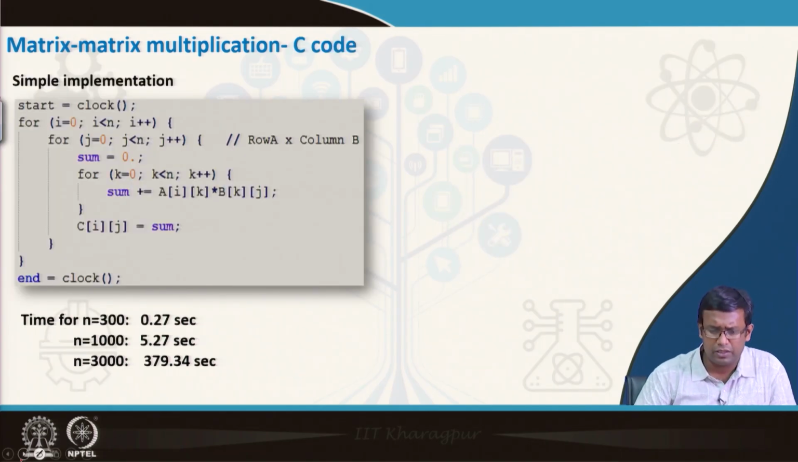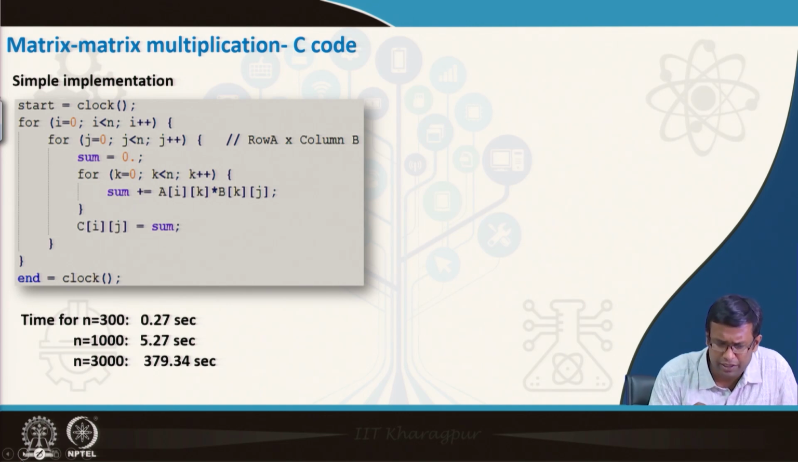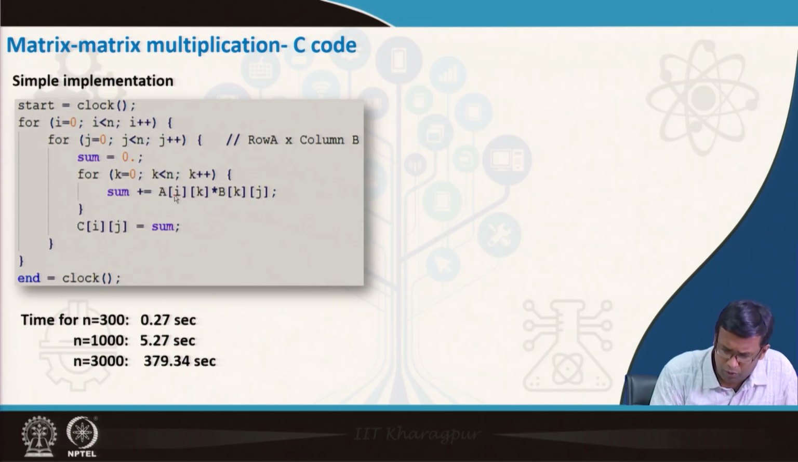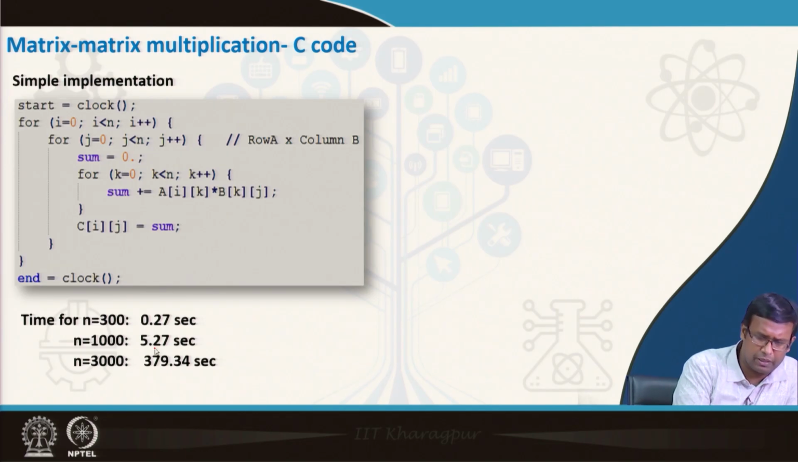So this is the simple implementation, where each element Cij of the product matrix is obtained by multiplication of a row of the matrix A and a column of the matrix B. The time for N=300 is 0.2 seconds, N=1000 is 5.27 seconds and N=3000 is 379 seconds. So you can see it is almost cubically increasing.